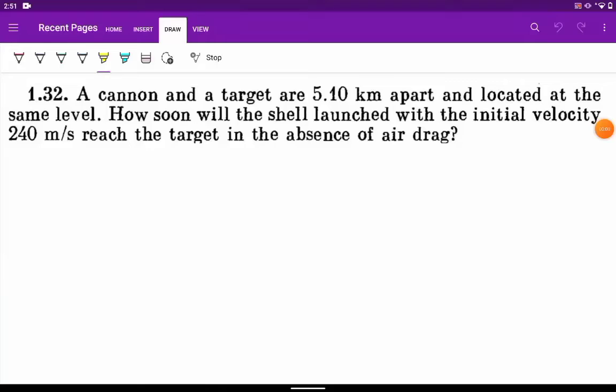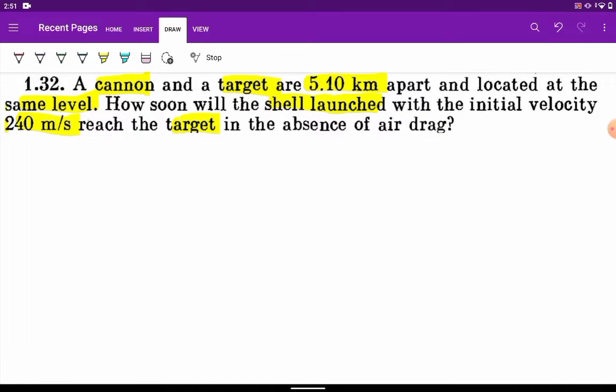So this problem is about a cannon and a target that are 5.1 kilometers apart and are located at the same level. How soon will the shell launched with the initial velocity 240 meters per second reach the target in the absence of air drag? Okay, this is again a projectile problem.